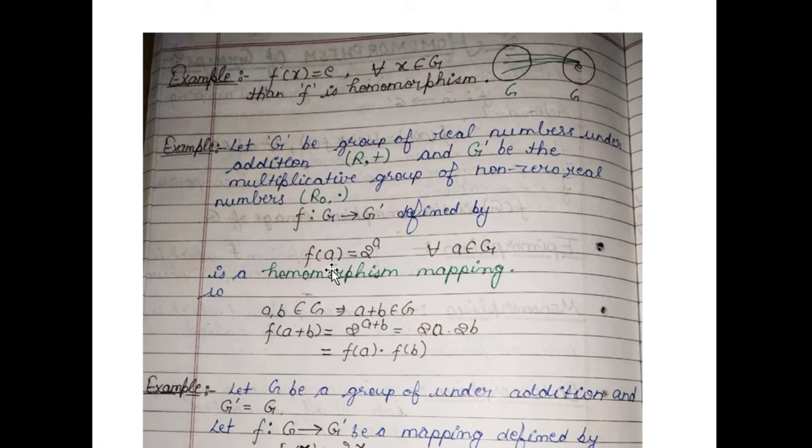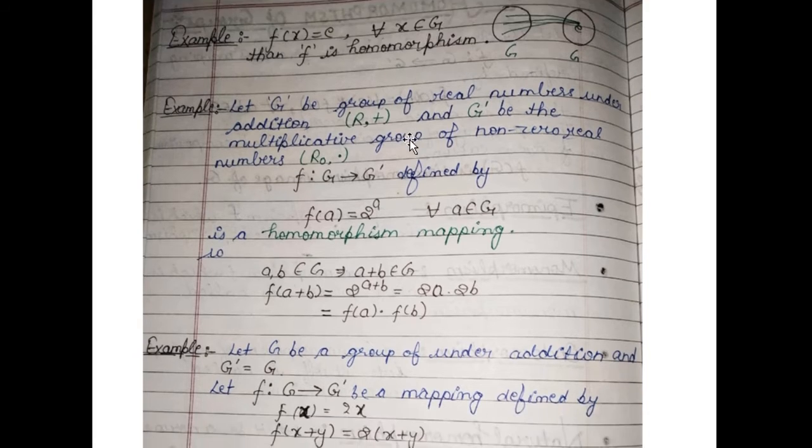Now I am discussing some examples. The very first example: define a function or mapping FX is equal to E. This mapping takes all the elements of the domain into the identity element of the range. Then this mapping is a homomorphism mapping. We can easily check it.